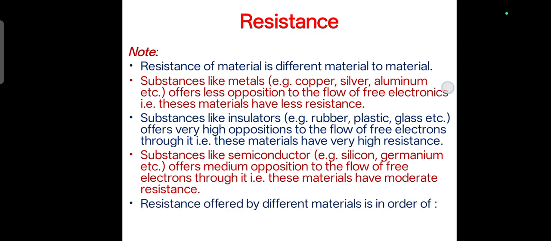The conclusion is the order of resistance offered by different materials: metals have the least resistance, offering less opposition to the flow of electrons, semiconductors have moderate resistance, and insulators have the maximum resistance.